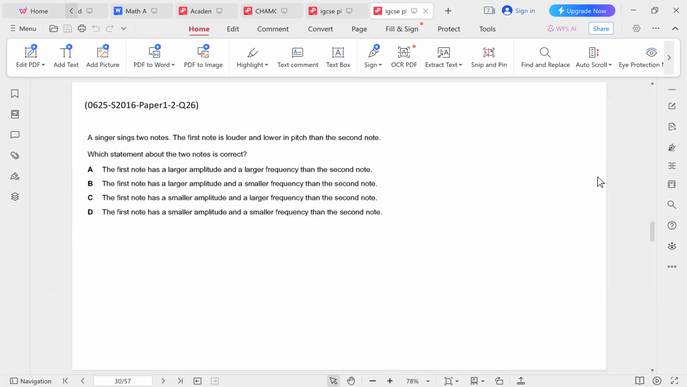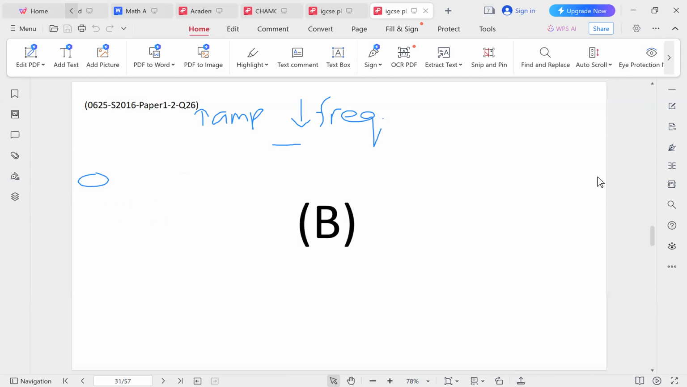A singer sings two notes. The first note is louder and lower in pitch. So louder means that we have higher amplitude. Lower in pitch means we have less frequency. So we want larger amplitude and smaller frequency. So B would be the correct answer here.